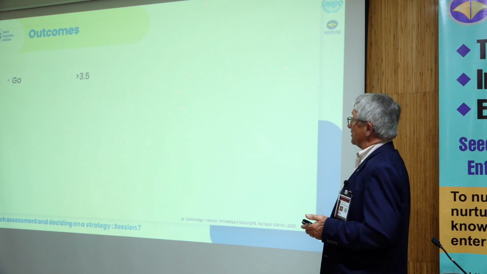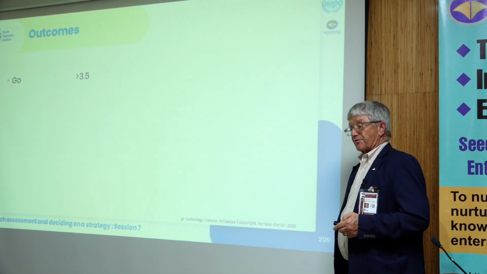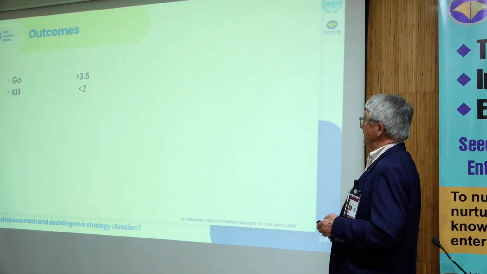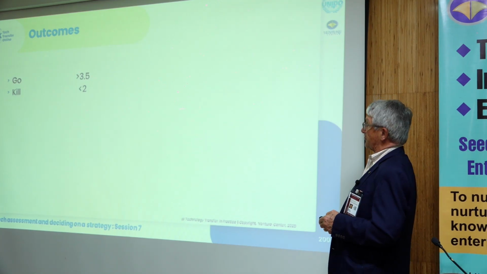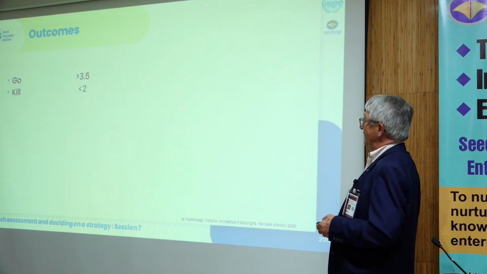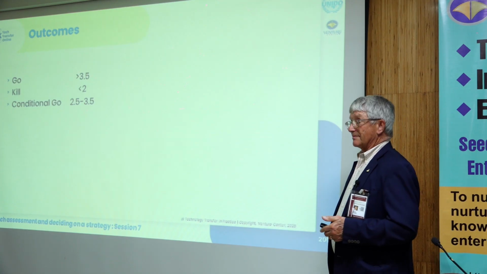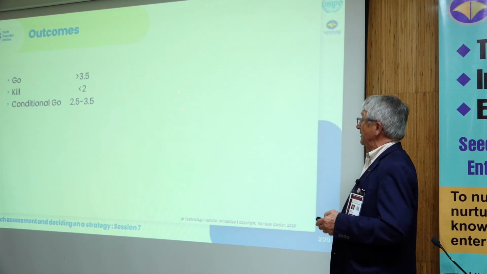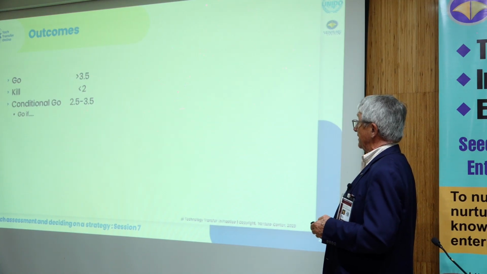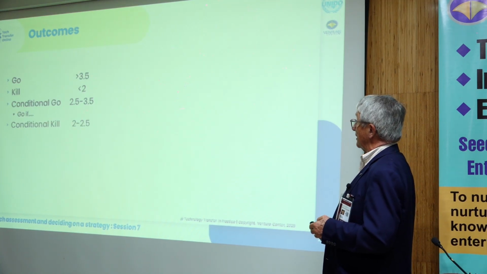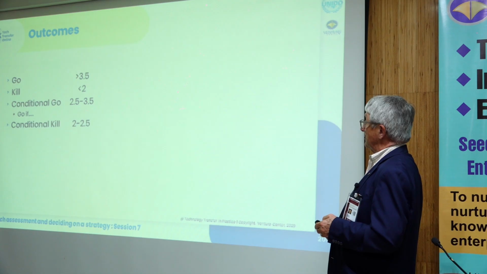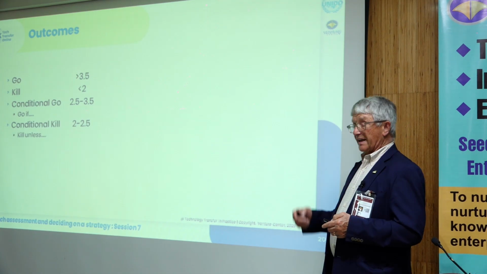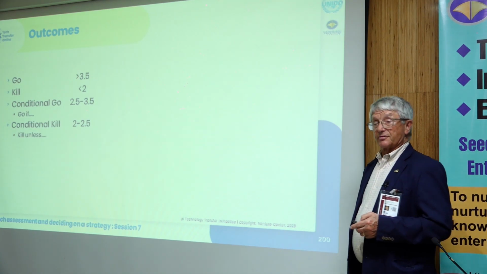So I would say go if it's 3.5 or more, kill if it's less than 2, conditional go, i.e. go if this applies, for about 2.5 to 3.5, and then conditional kill, 2 to 2.5, we kill it unless this is the case.